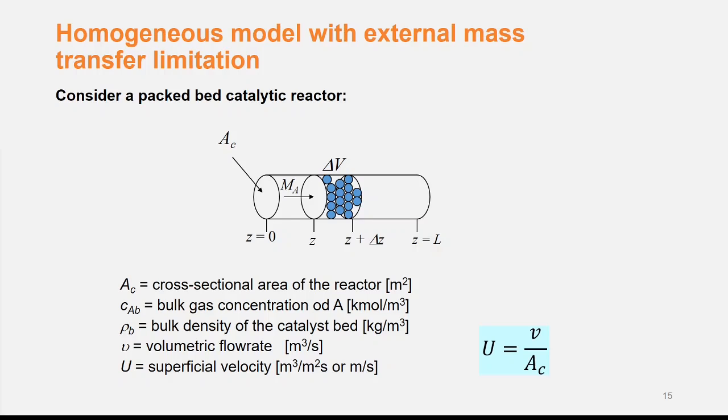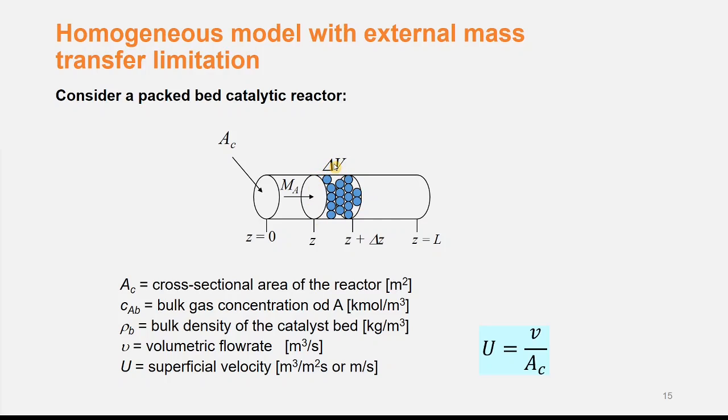So our system is as follows. We have a cylindrical vessel of cross-sectional area AC and length L, filled with a bed of catalyst. This will be a one-dimensional model, so there is one coordinate, Z, in the axial direction of the reactor. Our control volume will be a differential element at Z with length delta Z and volume delta V.